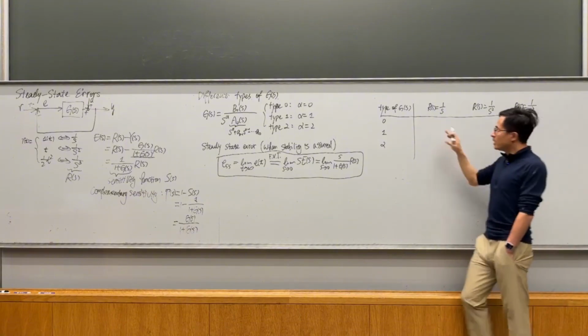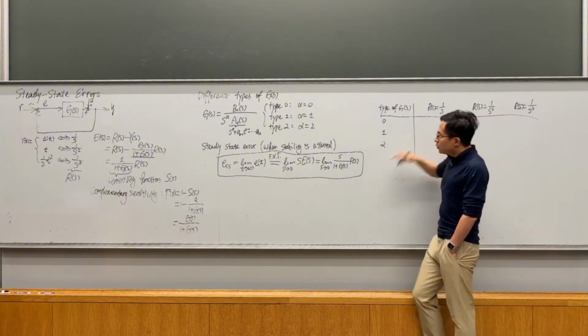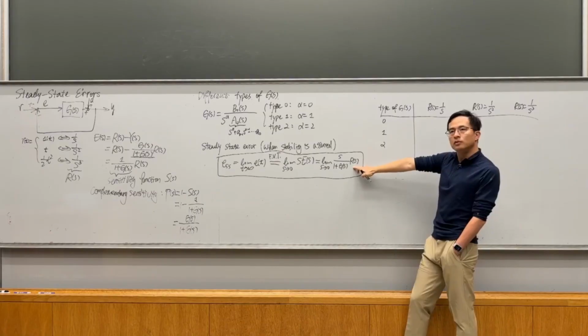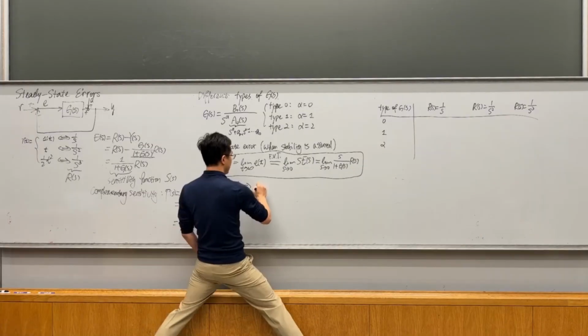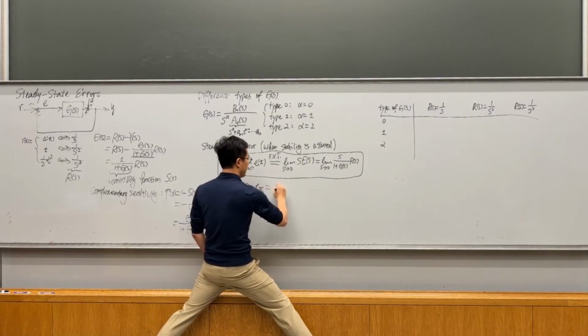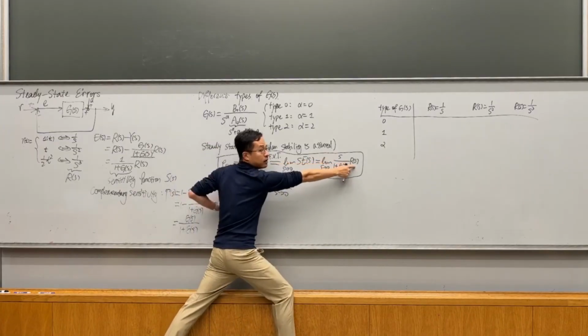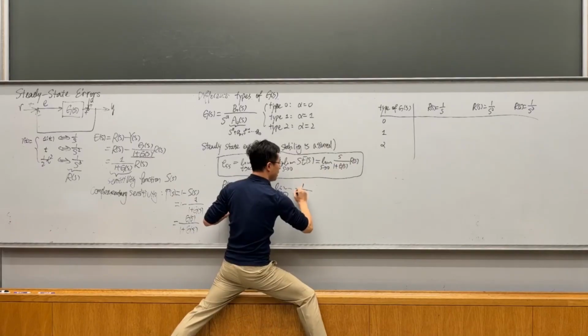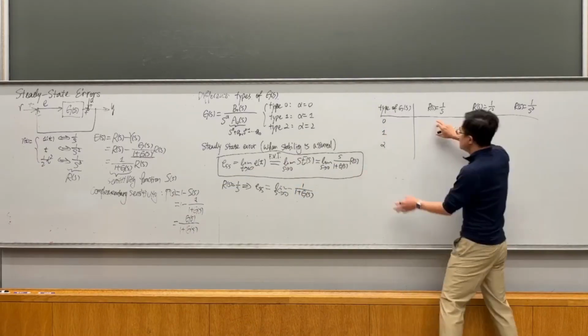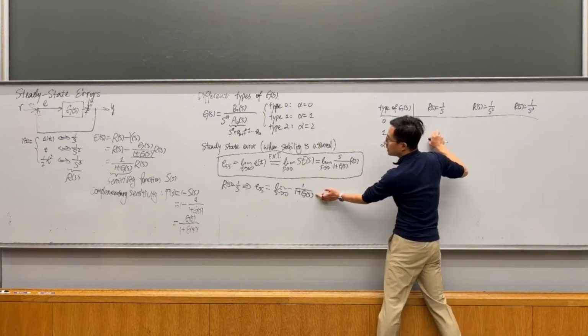So let's do it one by one. There are 9 of them. When R is equal to 1 over S, we're going to have ESS equal to the limit of S times 1 over S, so it's going to be 1 over 1 plus GS. All right? So now look at G over here.